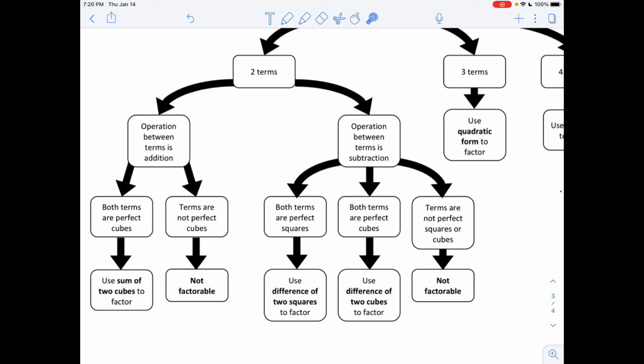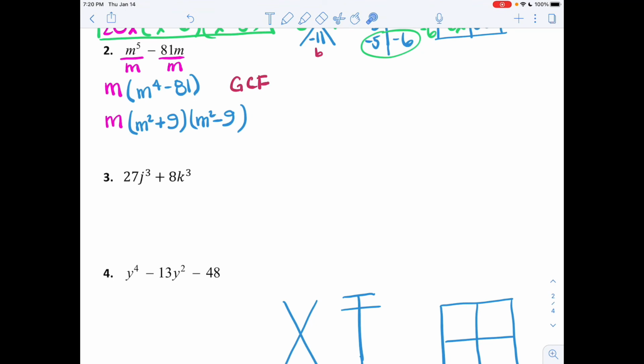Looking at the other term, m squared minus 9, our operation is subtraction. Both terms are perfect squares, so we will use difference of squares once again in order to factor m squared minus 9. Looking at the notes here, I'm going to go ahead and circle this term and just simply say can't factor, because we can't factor that anymore. It's not a difference of two squares. It's a sum of two squares, but remember there's no such thing as factoring that. But we can factor m squared minus 9.